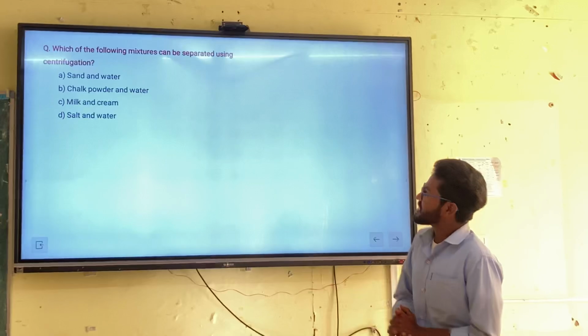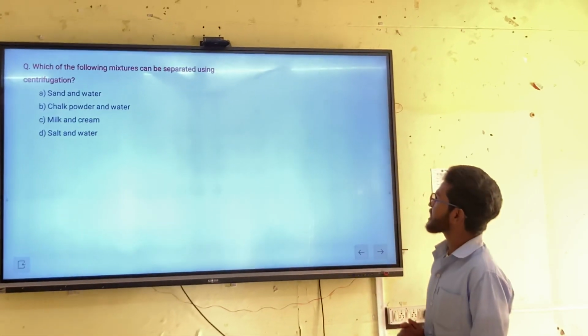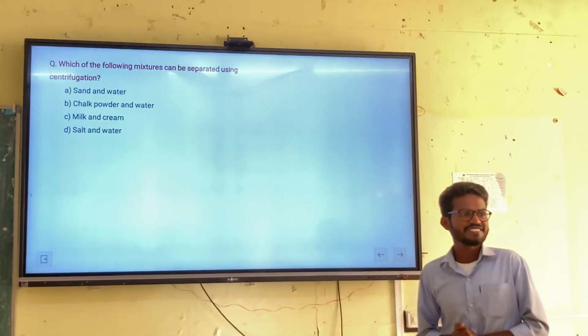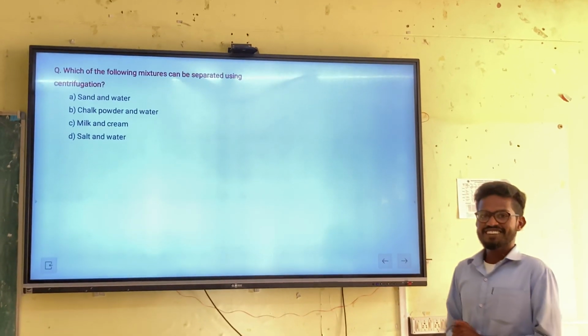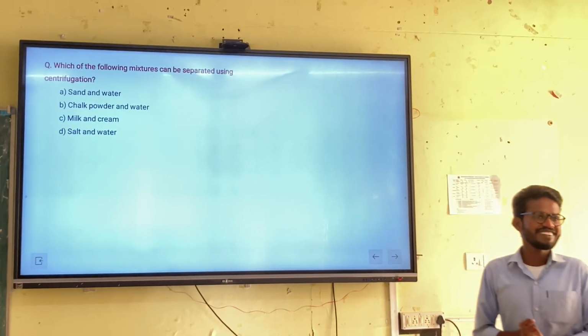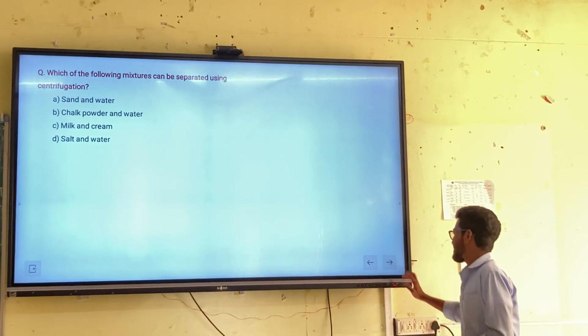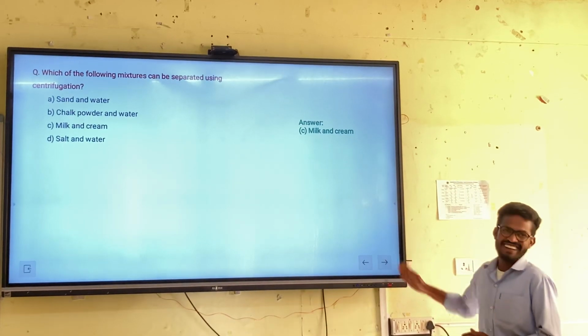The first question is, which of the following mixtures can be separated using centrifugation? Who can say? Please, Pitambar. Answer C. Right answer.